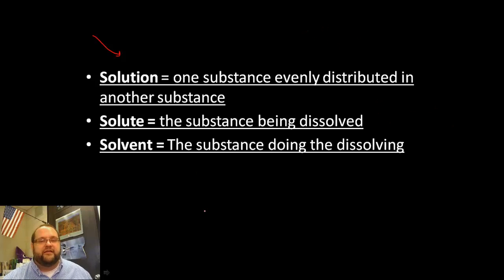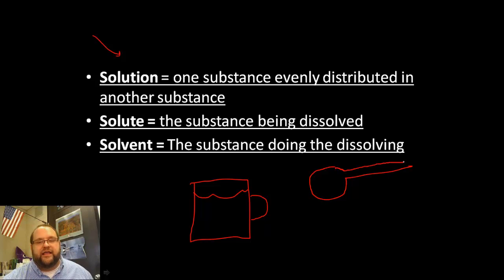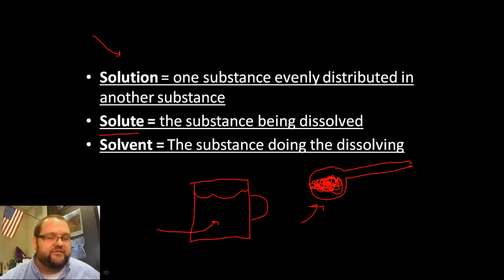The best example I can give of this, and I'll put it down here, is a mug of hot cocoa. Here's my mug of hot cocoa, and I'll have some hot water in here. Over here I have a spoon with hot cocoa powder on it. Here's my pile of hot cocoa powder. Let's talk about these things. Right here, the hot cocoa powder is the solute. Those are the particles that I'm putting into the water, which is the solvent. When these two completely mix together, that forms a solution. So solute, solvent, solution. Make sure you know those terms.